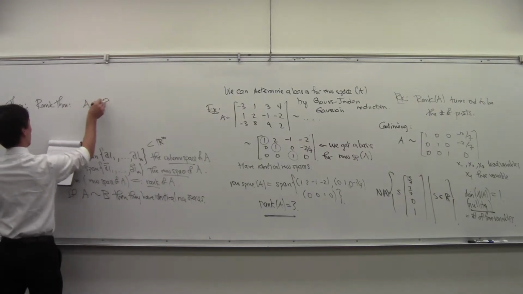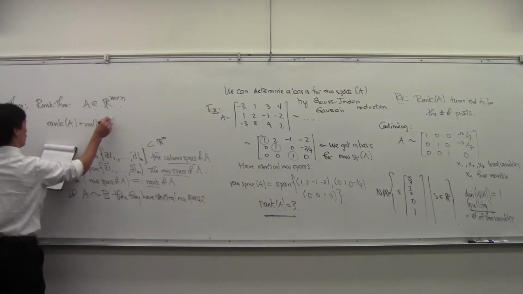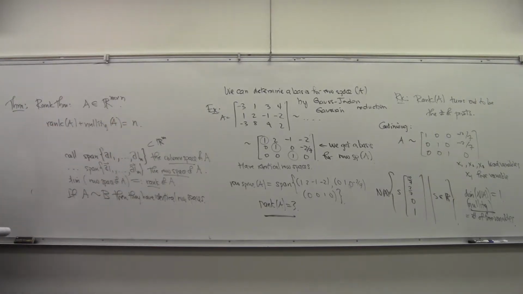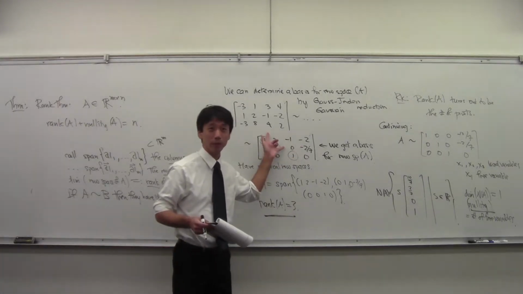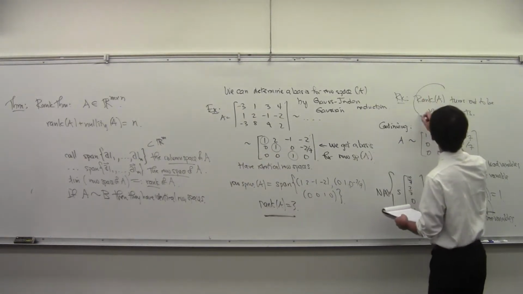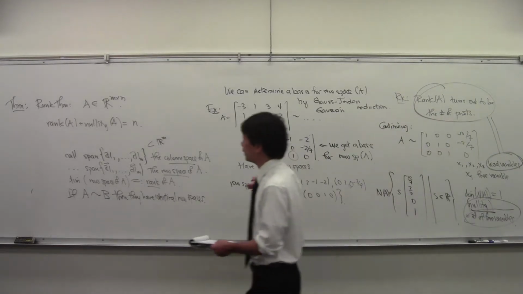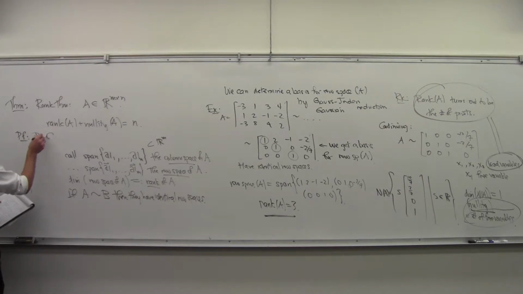So this is the theorem called the rank theorem. If you have an m by n matrix, then the rank plus the nullity equals the number of columns n. And the proof is basically exactly what we did in this example. You notice that the rank is the number of pivots, and the number of pivots is the number of lead variables. The nullity is the number of free variables. So the rank plus the nullity is just the number of variables, in other words, the number of columns. So the proof is basically just to do Gauss-Jordan reduction.